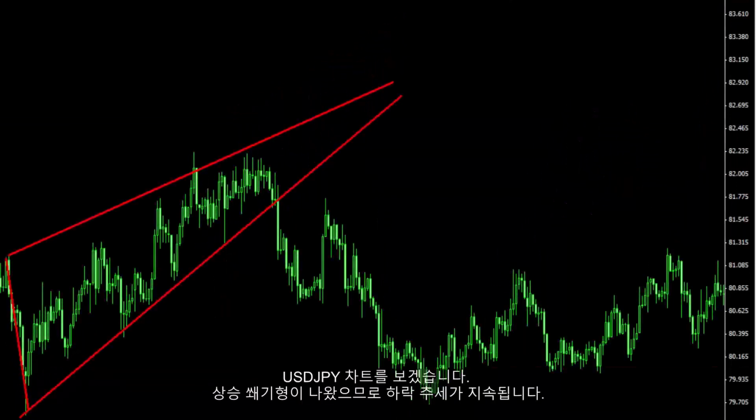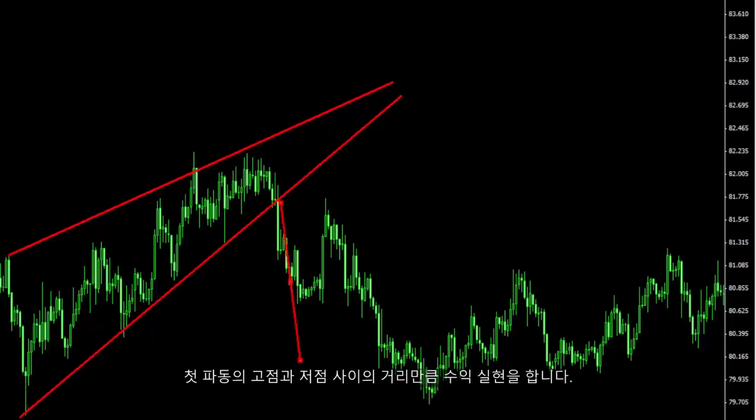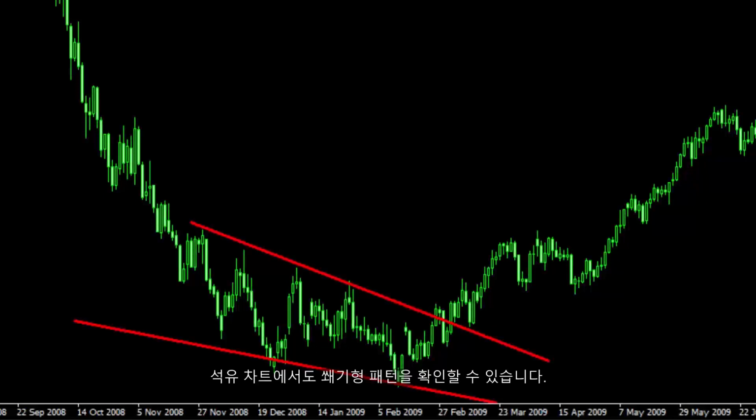On US dollar against Japanese yen, a trader can find a continual rising wedge and trend has continued its downward direction. TP amount is the distance of the first wave. Another wedge pattern can be identified on an oil chart. Wedge is one of the most significant patterns a trader should study.